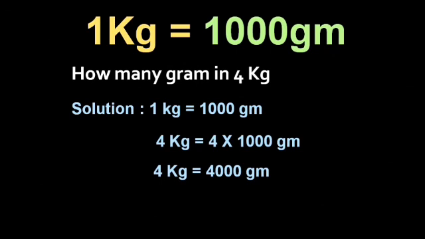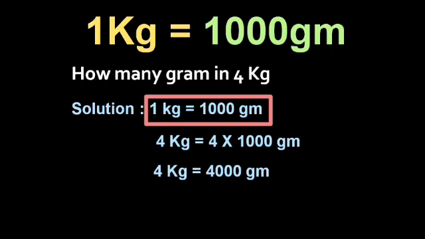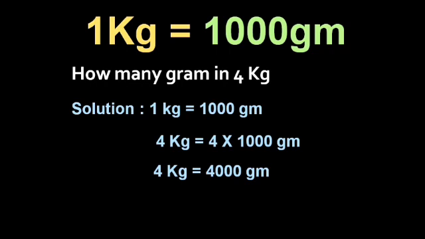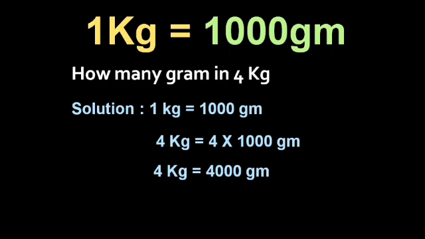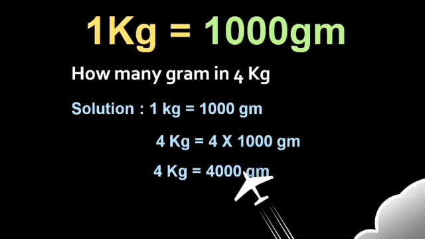How many gram is 4 kg? As we know, 1 kg is equal to 1000 gram, which means 4 kg is equal to 4 into 1000 gram. So when we multiply 4 into 1000, we get 4000 gram. 4 kg is equal to 4000 gram.